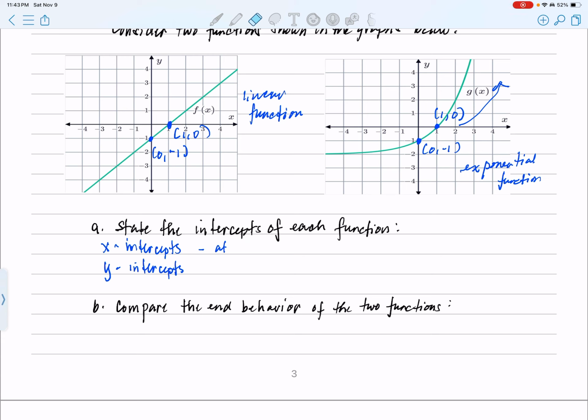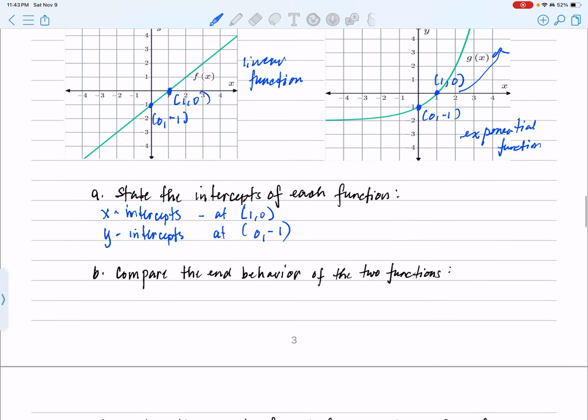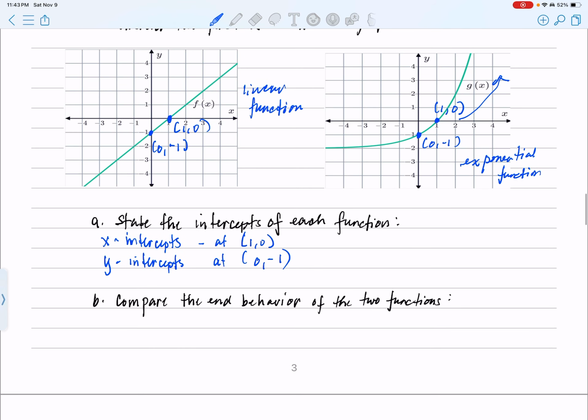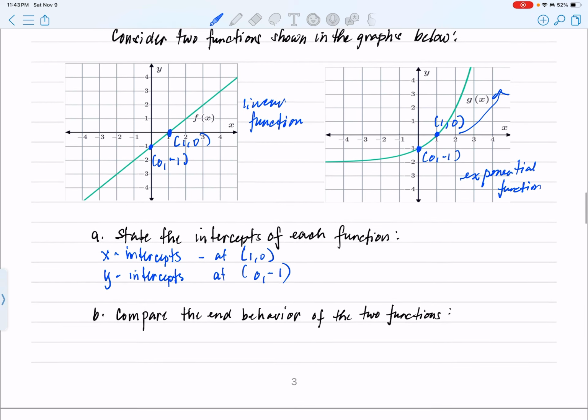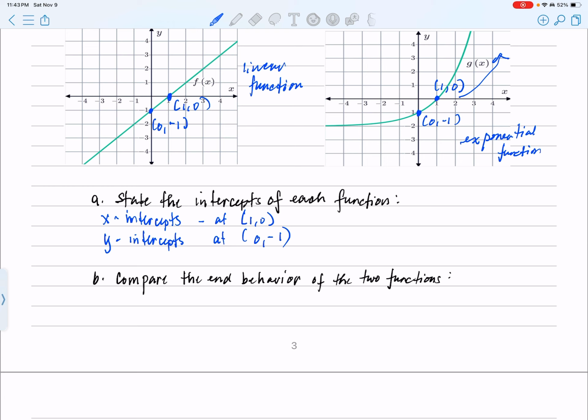X is at 1, 0. And the y-intercept is at 0, negative 1. All right. Let's have question B. Compare the end behavior of the two functions. So we are looking at the end behavior of the two functions.